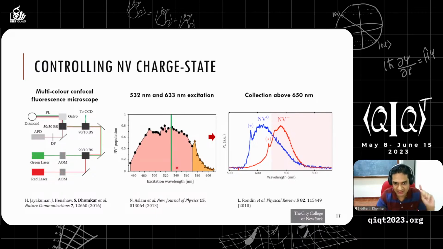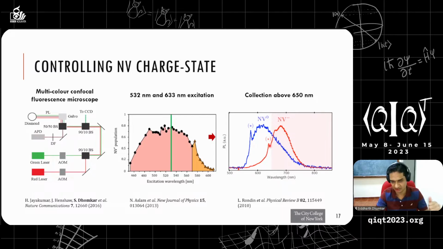Green laser. Now the green laser can excite both of these defects, NV minus as well as NV zero. The wavelength of the green laser is around 530 nanometers. The zero phonon line of NV0 is around 575, and the zero phonon line of NV minus is 637. So the green laser can excite both of them.